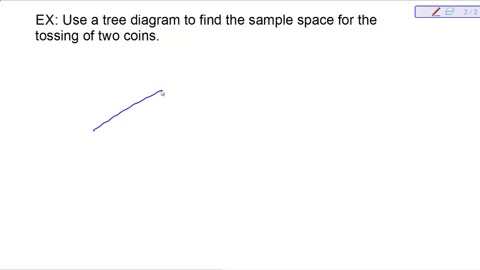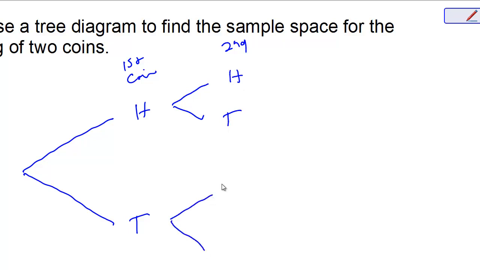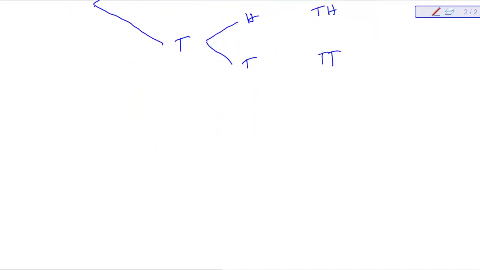Again, I'm going to start at one place and go off, and this will be my first coin. My possibilities were head or tail. Then off of that, for my second coin, I had a head or tail. So my sample space is going to be head head, head tail, tail head, or tail tail. Now if I wanted to do 3 coins, I would just keep drawing branches off of each one and continue the pattern. If it was something that had 3 possibilities or 4 possibilities, we could do a tree diagram even for that.